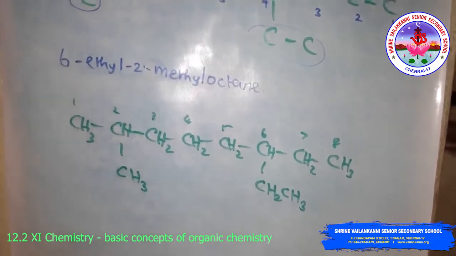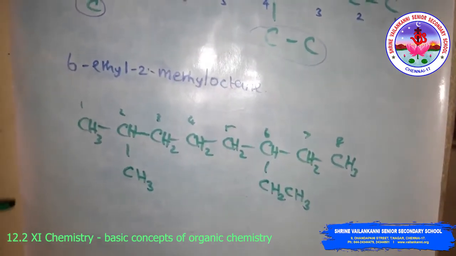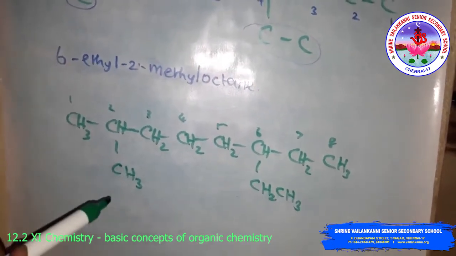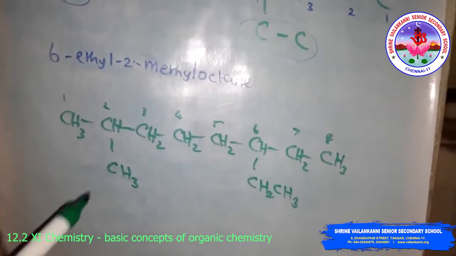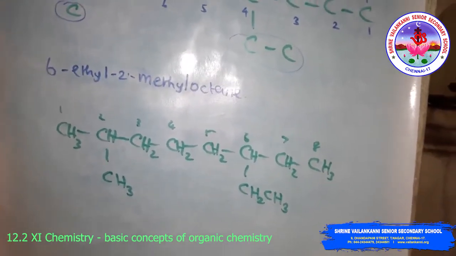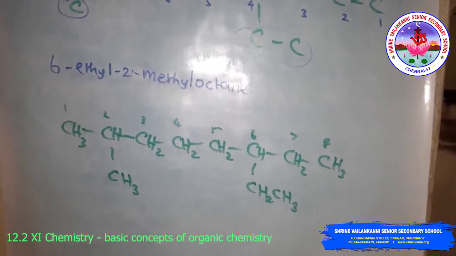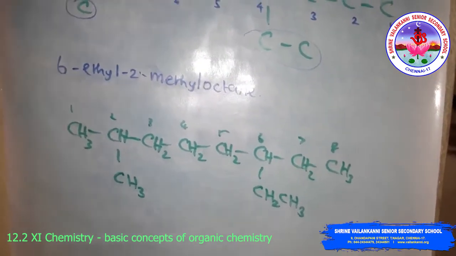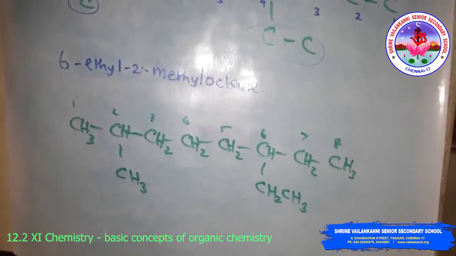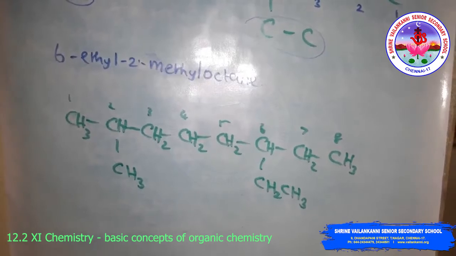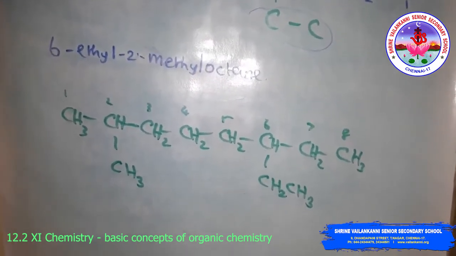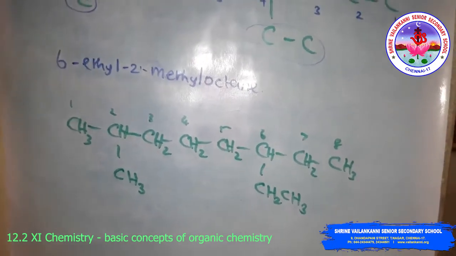Suppose two or more identical substituent groups are present: the numbers are separated by commas, and the names of the identical substituents are not repeated. Instead we use prefixes such as di for 2, tri for 3, tetra for 4, penta for 5, like this. While writing the names of the substituents in alphabetical order, these prefixes are not considered. Okay, so we can name some compounds.